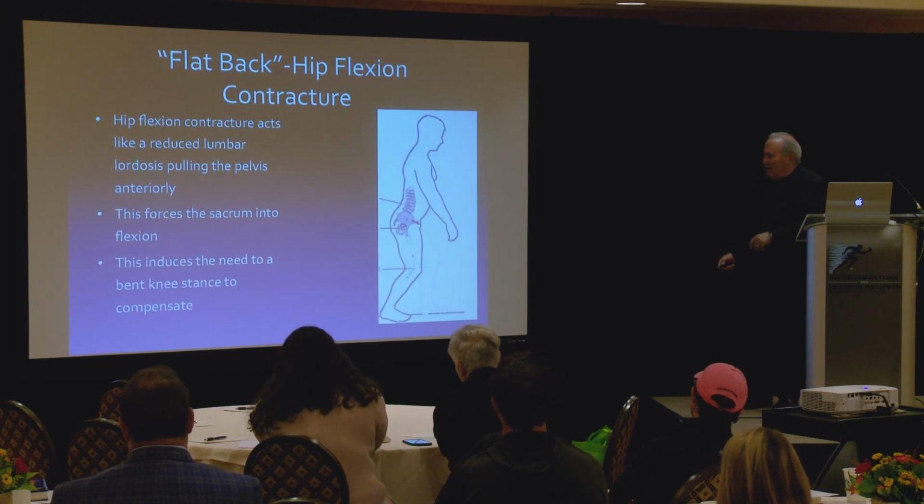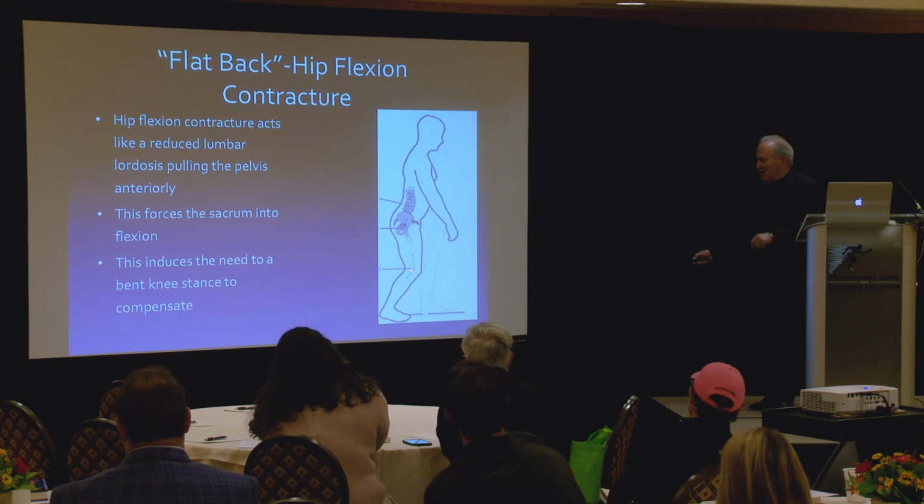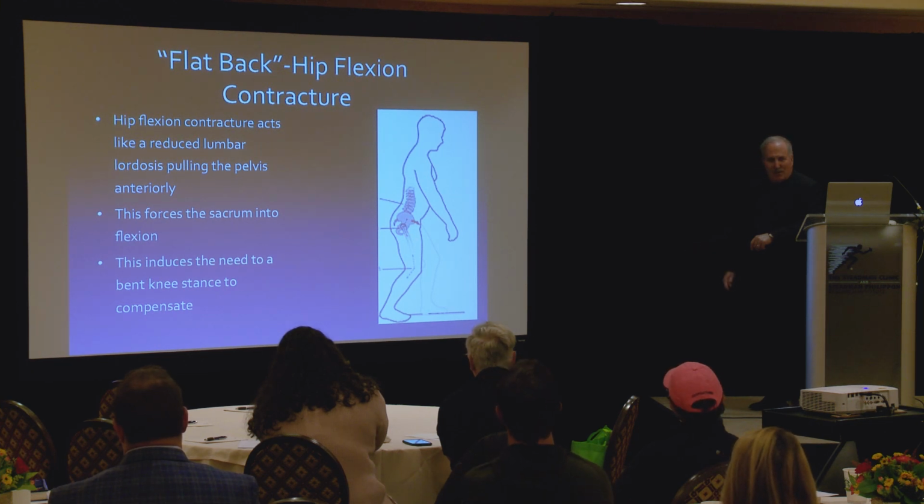And then finally, hip and knee flexion contractures. So if your knee is contracted, you'll stand with a bent knee gait. And if you have a hip flexion contracture, you're going to do the same thing.